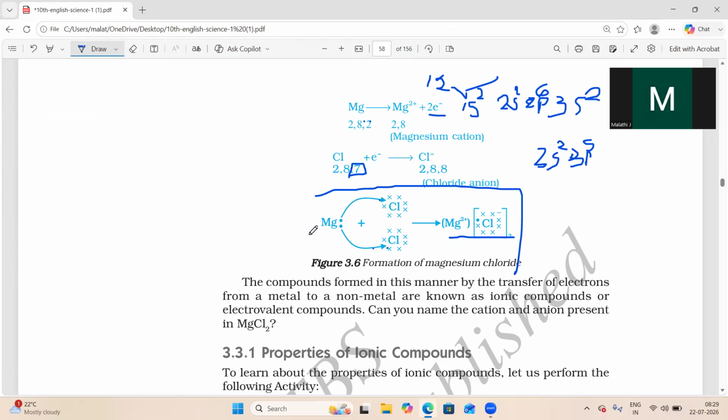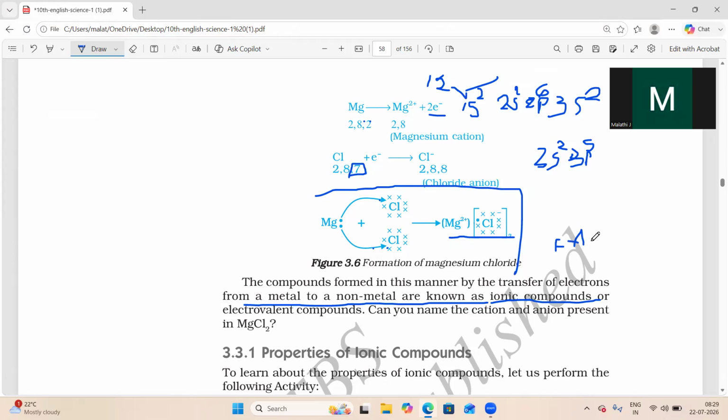These compounds are formed by the transfer of electrons, by donating and accepting electrons. This is called ionic compounds. This is very important: ionic compounds. What are ionic compounds? The transfer of electrons from a metal to a non-metal gives ionic compounds. Is it possible to break this down easily? It is not possible, because there is a strong force of attraction. Ions are present, so the force of attraction is more, and we cannot break this easily.